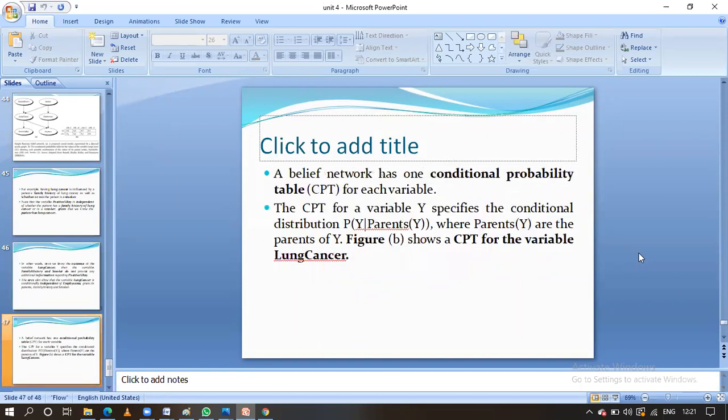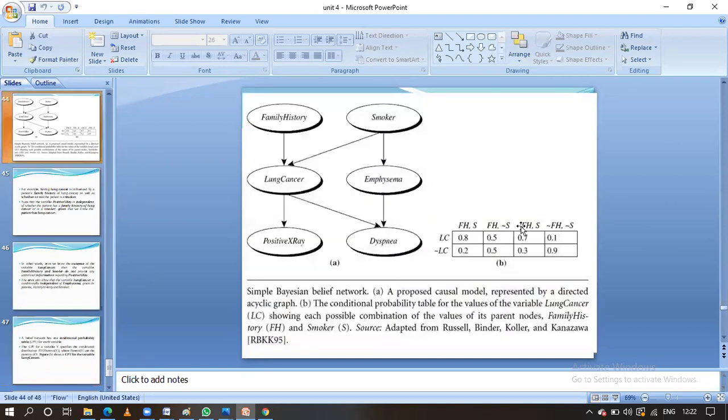And the next one is the conditional probability table explanation, guys. With the help of this one also, we are going to explain the Bayesian belief network. The overall representation figure shows the conditional probability table for the lung cancer. This is the conditional probability table, guys, for lung cancer related information.